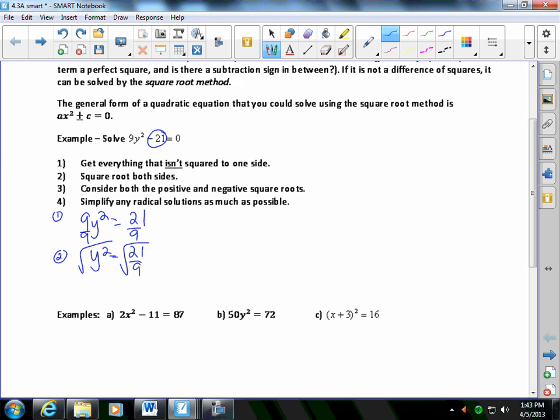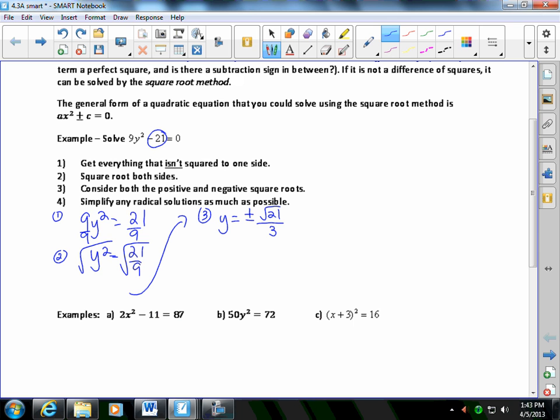Step 3 says consider both the positive and the negative square root. So we've talked about this before. When you square root a value, you have two solutions. You have a positive solution and a negative solution. Sometimes we throw out the negative solution, but you still have to include it in part of your calculation. So for this one here, I'll have y is equal to plus or minus square root of 21 over 3, because square root of 9 is 3.